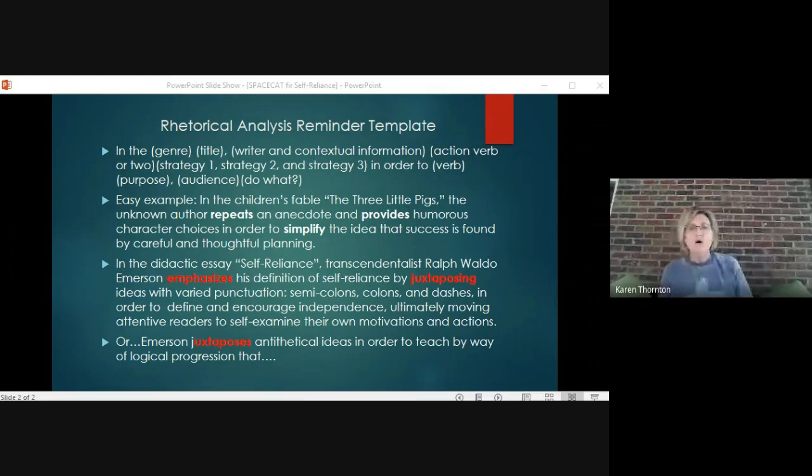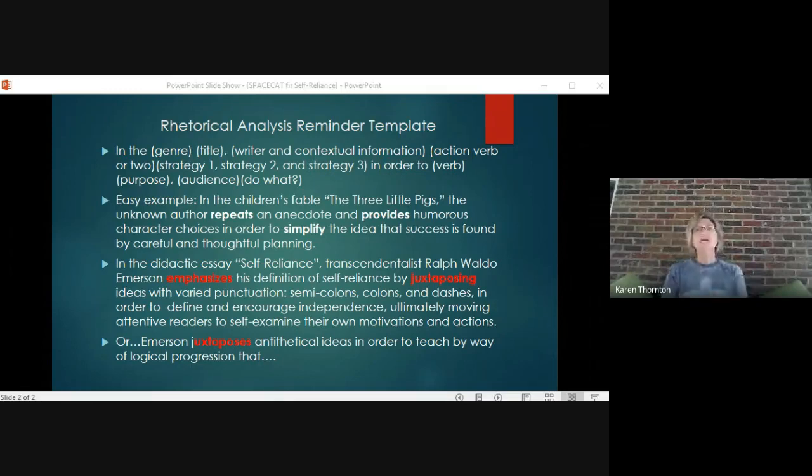Very important. Or I have another example under here, and it's funny because I can't read it. Or Emerson juxtaposes antithetical ideas to teach by way of logical progression. To teach by way, here, let me do this. By way of logical progression that, so I'm going to say he juxtaposes antithetical ideas in order to teach by way of logical progression that. So in this way, I didn't write three things, but I'm very, very, very specific about what I'm going to say and how I'm going to say it.